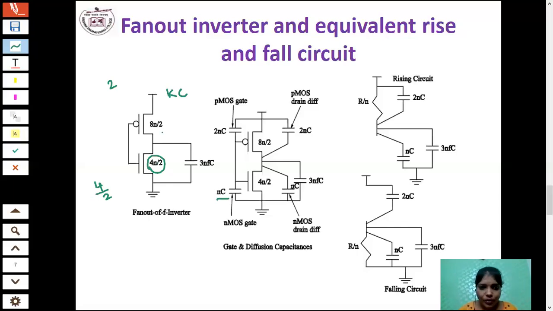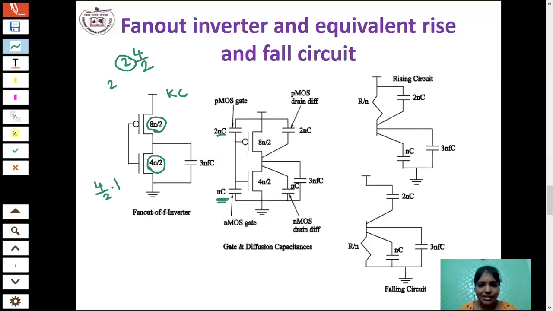Here you have to find the capacitance value for the PMOS transistor. The PMOS transistor is 8n by 2. 8n by 2 means what? You know that the unit sized transistor is 4 by 2, so you factor the 8: 2 into 4 is 8. So the capacitance value is 2NC for the PMOS transistor. For the NMOS transistor, the capacitance value is NC. Why is it NC? Because it is a unit sized transistor, that is the minimum size transistor, 4 by 2. So you multiply with 1 and you get the capacitance value NC.